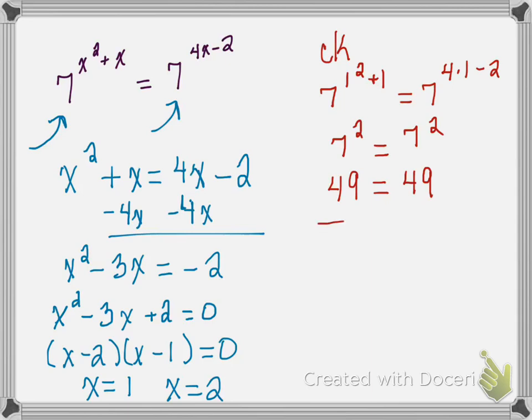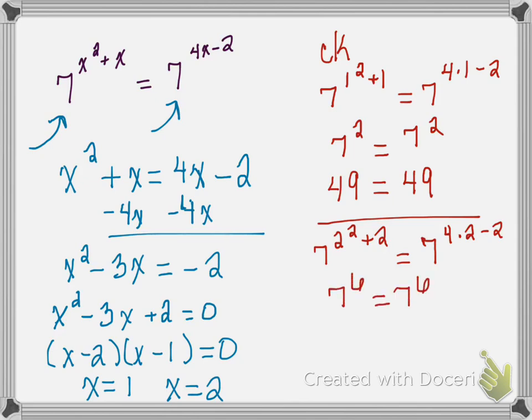Now I've got to do the second check, which is the 2. So I have 7 to the 2 squared plus 2 equals 7 to the 4 times 2 minus 2. So I get 7 to the 6th power and 7 to the 6th power. And that's going to be a pretty big number, so I'm not going to solve 7 to the 6th power. Okay? Can I go to the next one?